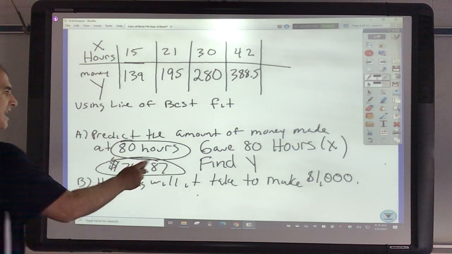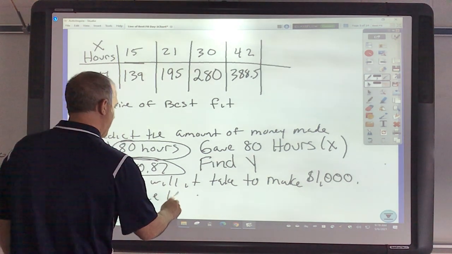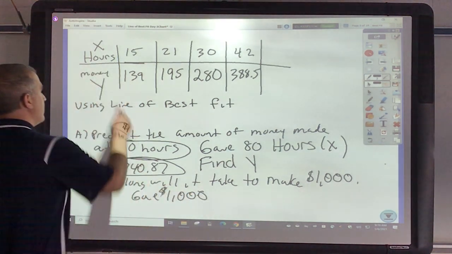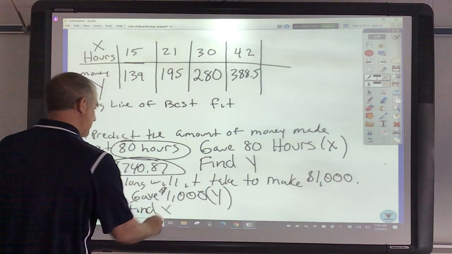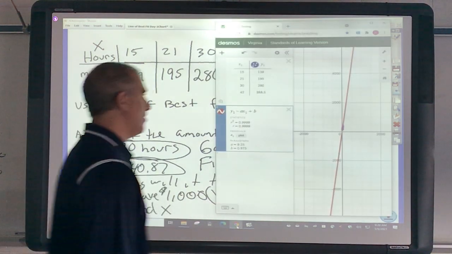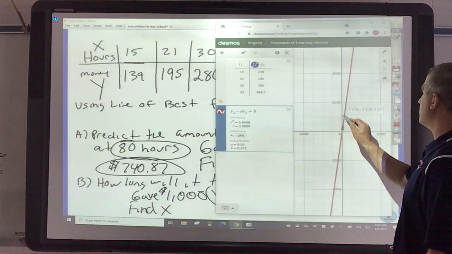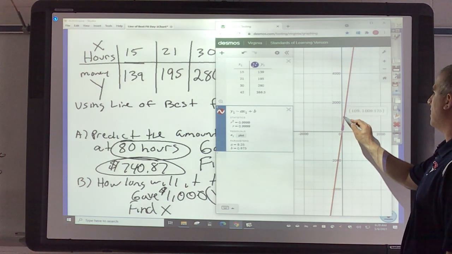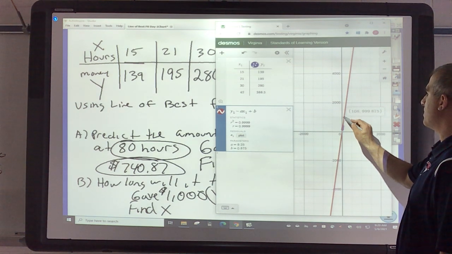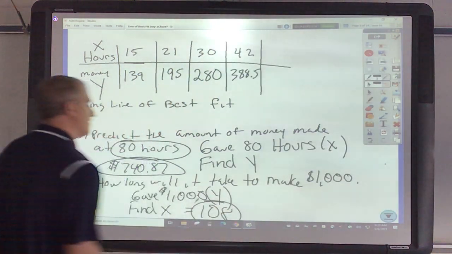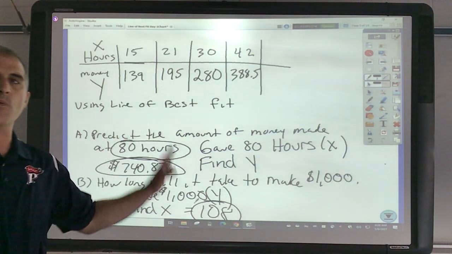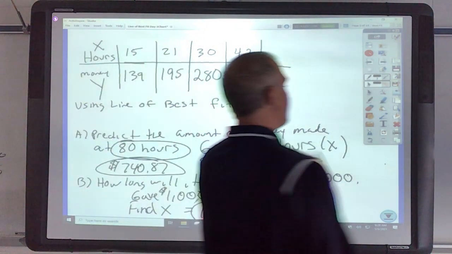How long will it take to make 1,000? So they gave $1,000, which is y. So if they gave y, I have to find x. So I scroll down till it's $1,000. Sometimes this might be tough. That's pretty close, so that's about 108 as far as the amount of hours. So you just gotta scroll down till you find that information. Very important you write out what they gave you. Whatever they gave you, you got to find the other letter.